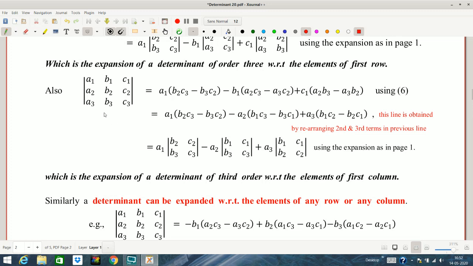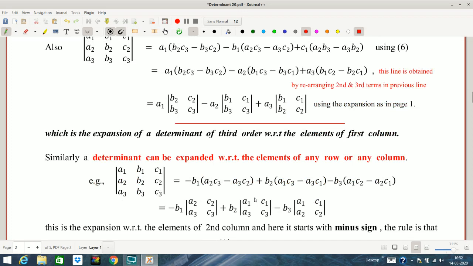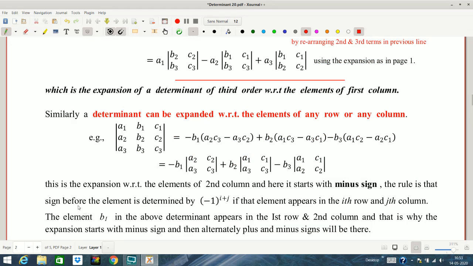We have got that. Now minus A2 into, with the second row and first column omitted, we get B1 C1 B3 C3. Similarly, A3 into, with the third row and first column omitted, we have got B1 C1 B2 C2. So this is the expansion obtained in terms of the first column. Similarly, a determinant can be expanded with respect to the elements of any row or any column. You can expand in terms of the third row, you can expand in terms of the second column, like that. For example, I have expanded here in terms of the second column.